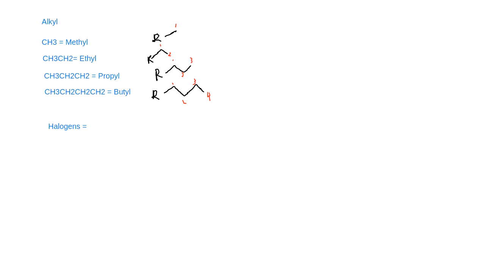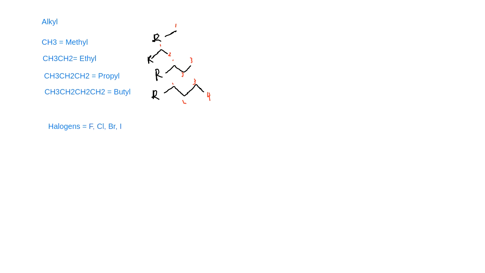Alkyl just means carbon to carbon groups, and then we have another category of substituents called halogens, which you guys should be very familiar with from Gen Chem. So these are your fluorine, chlorine, bromine, and iodine.